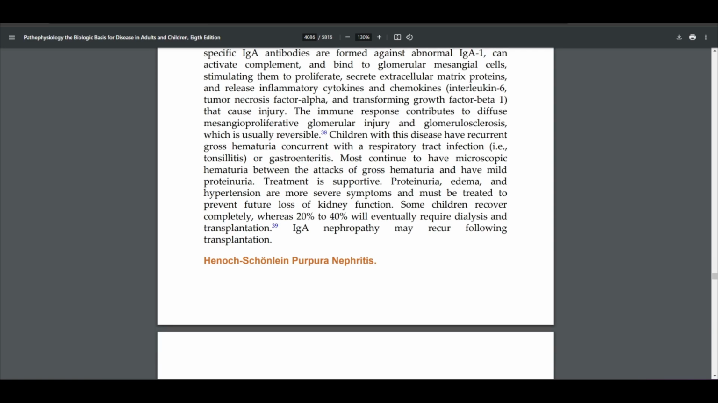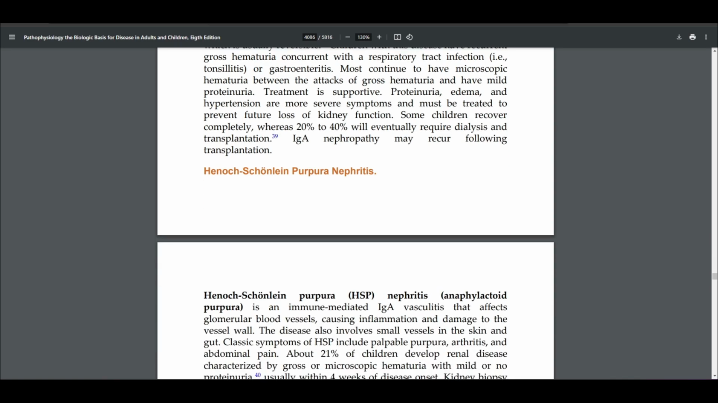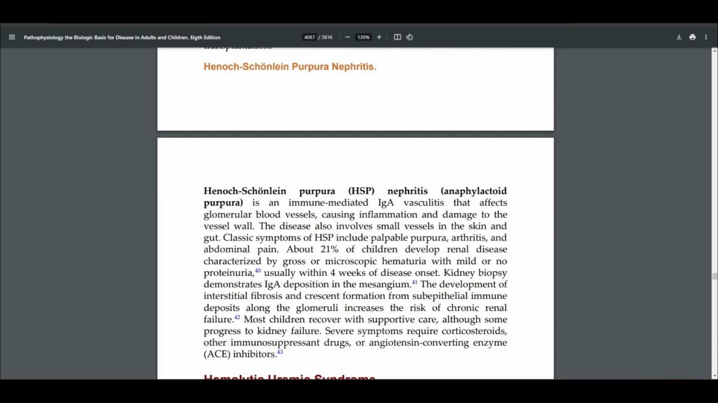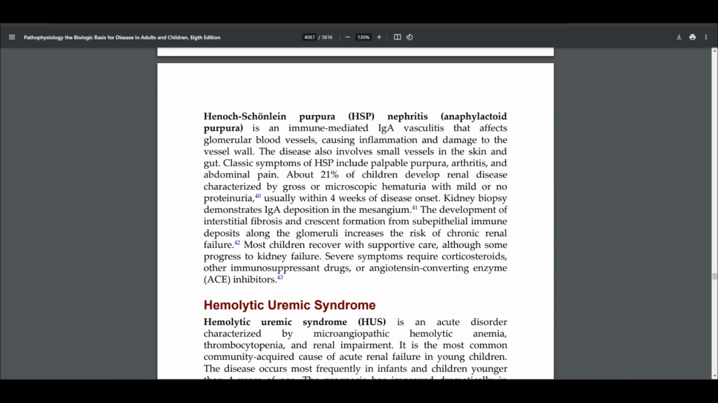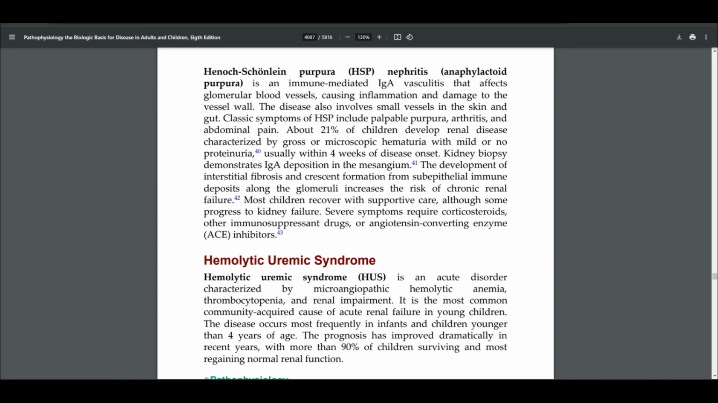IgA nephropathy may recur following transplantation. That leads us to Henoch-Schönlein purpura nephritis, also known as anaphylactoid purpura, which is an immune-mediated IgA vasculitis that affects glomerular blood vessels, causing inflammation and damage to the vessel wall.